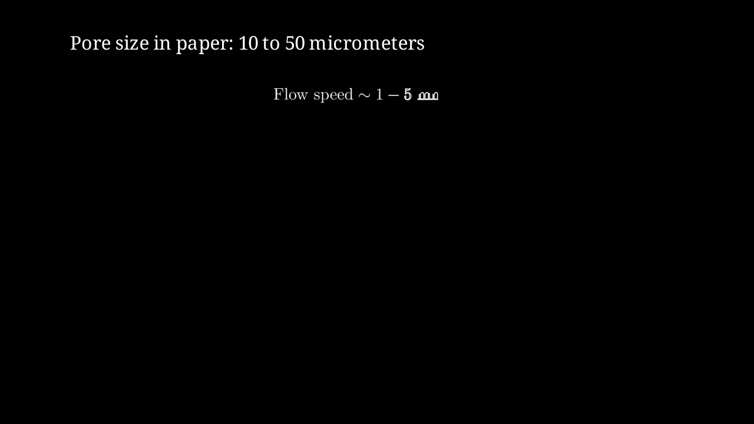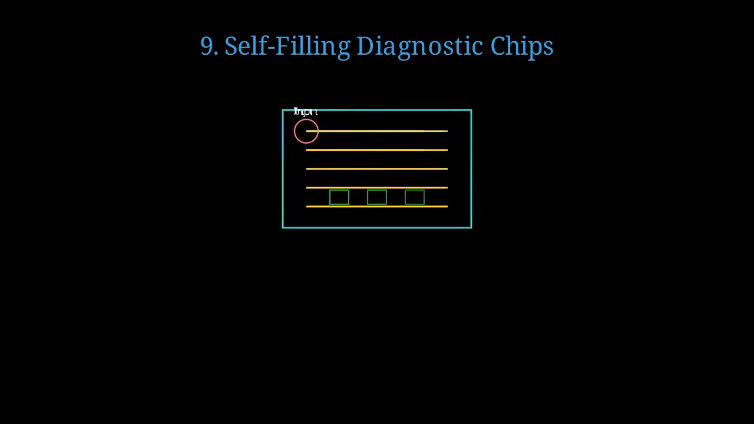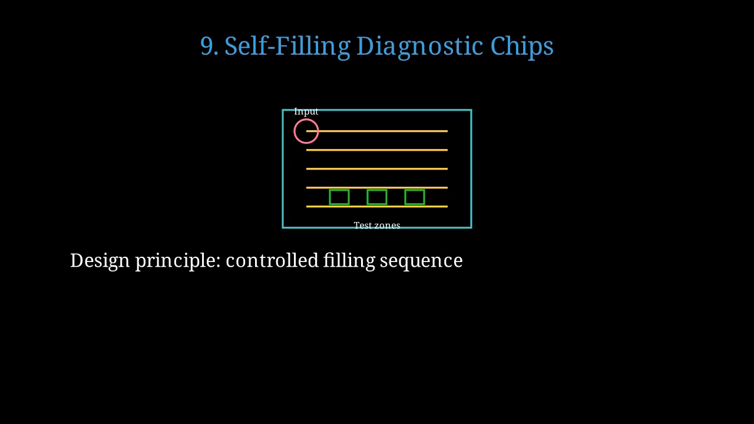Typical flow speeds are 1 to 5 millimeters per minute, sufficient for rapid diagnostics. Modern diagnostic chips use capillary networks to automatically route samples without user intervention. Self-filling chips use designed capillary networks to split samples, perform reactions, and deliver to multiple test zones simultaneously. The key design principle is controlling the filling sequence through engineered resistances and capillary pressures.